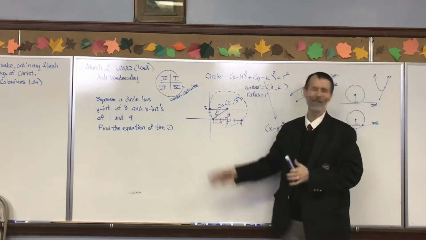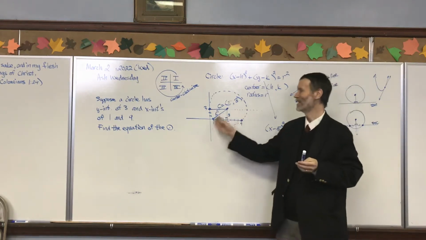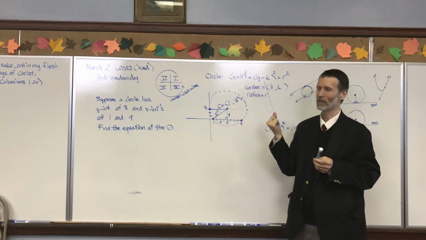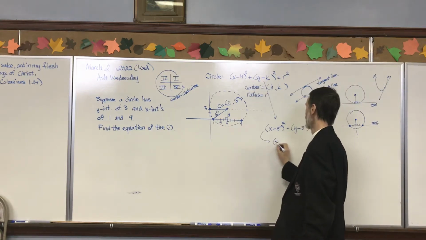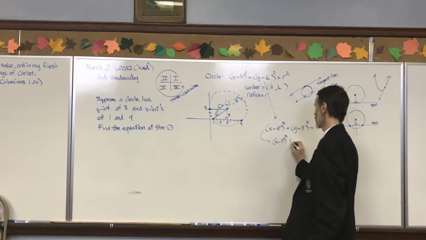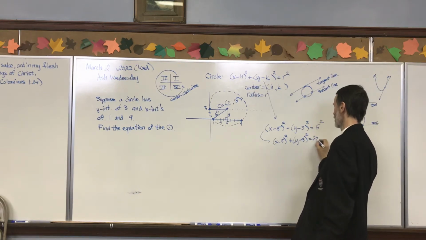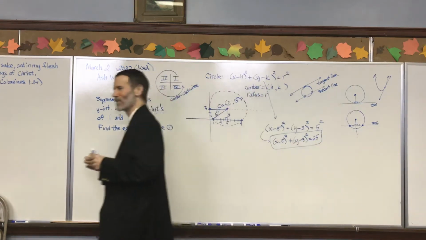If it's an easy radius, grab it. Grab it and run before they come to their senses. If it's not an easy radius, use the Pythagorean theorem, and you should be able to get the radius. This simplifies to x minus 5 parentheses squared plus y minus 3 parentheses squared equals 25. That is your answer. Does that make sense?